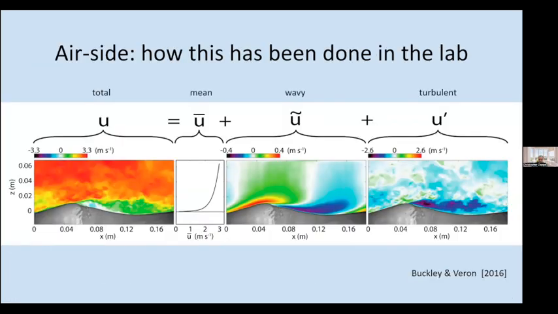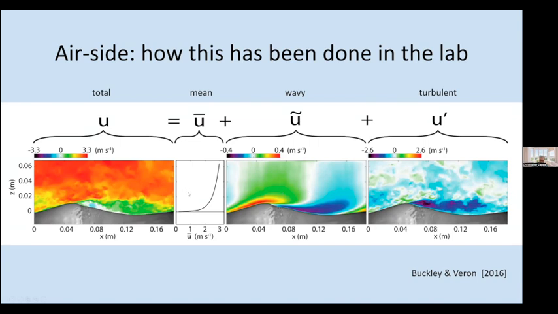So what I want you to take away from this is that on the left is people measuring what the velocity field looks like in the atmosphere. That's all the velocity over here. So this is just what is measured, and you try and break it down into different terms. They try and break it down into a mean, and then a wavy part due to the waves, and then a part due to turbulence. I'm going to talk mostly about the turbulent part. The wave part is very important, and I'll talk about that right at the end.